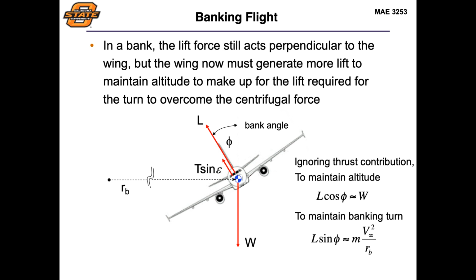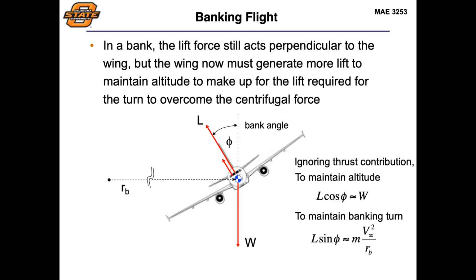Now, we will also have a portion of our thrust acting along this aircraft. This is usually going to be pretty small, so for the sake of this analysis right now, we're going to ignore that and just really focus on the basic lift and weight balance of the aircraft. So now we have associated with this a bank angle for the aircraft. In order to maintain altitude, the lift that we're generating off our wing that's acting in the vertical direction, or lift times cosine of phi, has to be equal to the weight of our aircraft.